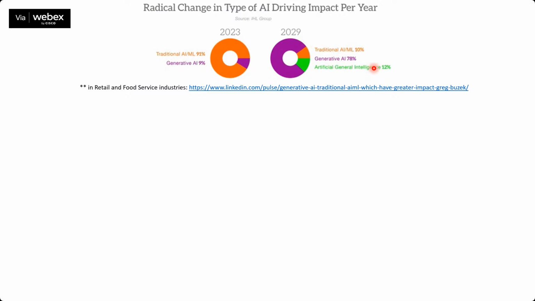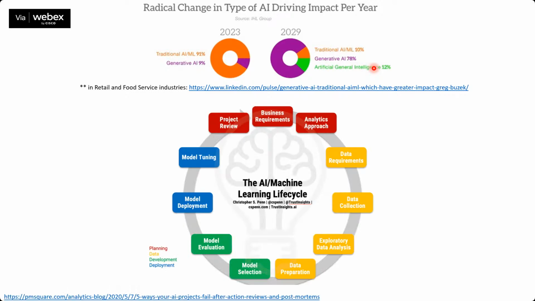What I'm trying to explain now is why we are seeing, or predicting, this shift. Take the typical AI/ML life cycle. It usually starts with the business requirements, and then a big amount of effort gets spent in this portion where you collect the data, explore the data, prepare the data, and then do the model selection and model evaluation. A lot of time is spent in this.